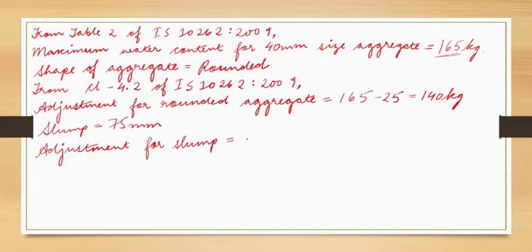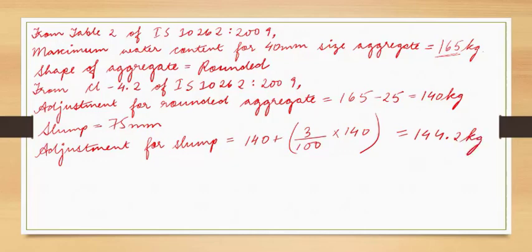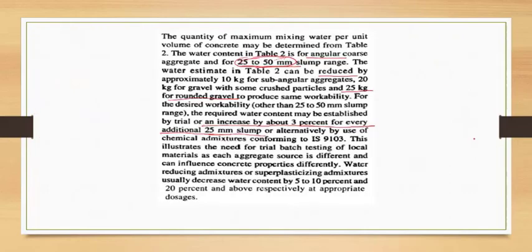Adjustment for slump is equal to 3%. So it will be 140 plus 3%, which means 3 by 100 into 140, which is equal to 144.2 kg. So this is the second adjustment, which is for the slump. Now the third adjustment is for the admixture.